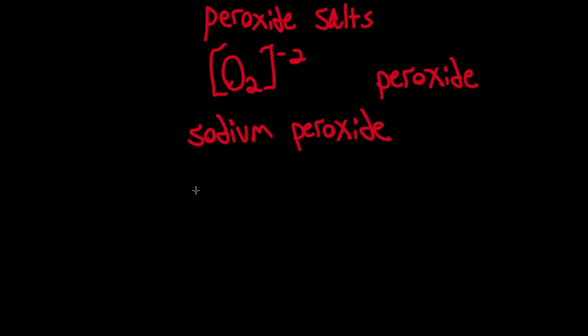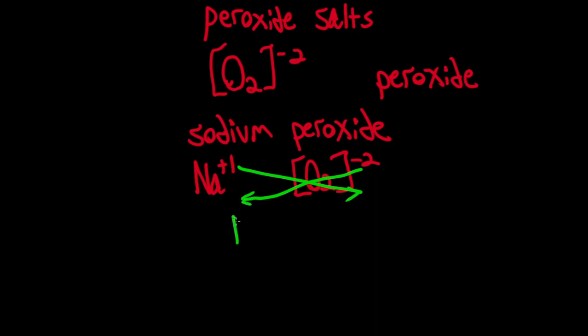Alright, the periodic table shows us that sodium is Na with a +1 charge since it's in group 1, and we're going to write peroxide as O2 with a -2 charge. Okay, and I'm going to do my crisscross for this, and I end up with Na2O2.